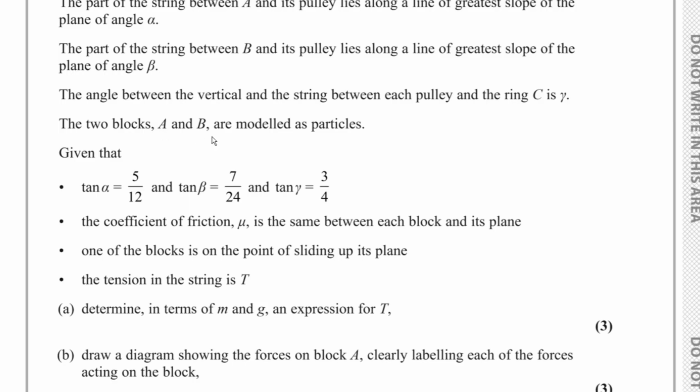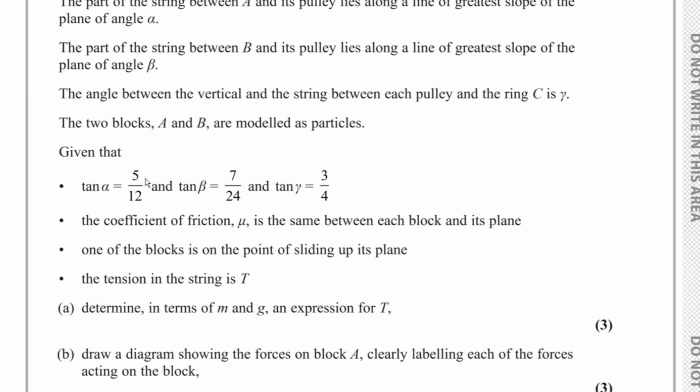The two blocks A and B are modelled as particles. Given that tan alpha equals 5 over 12, tan beta equals 7 over 24, and tan gamma equals 3 over 4, the coefficient of friction, mu, is the same between each block and its plane. One of the blocks is on the point of sliding up its plane. The tension in the string is T. Part A, determine in terms of m and g an expression for T.